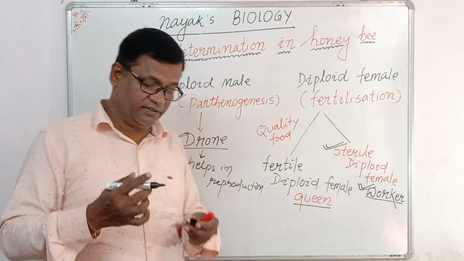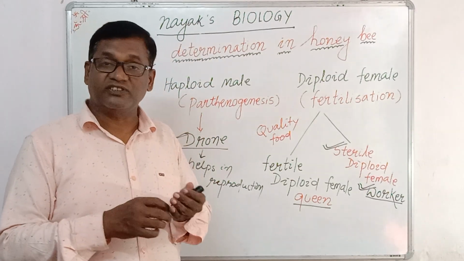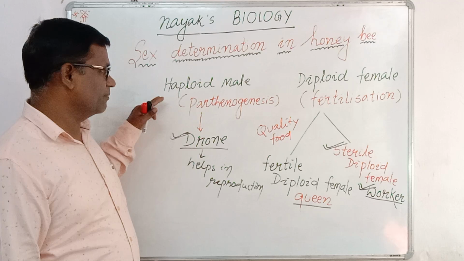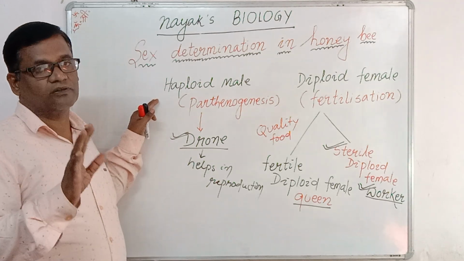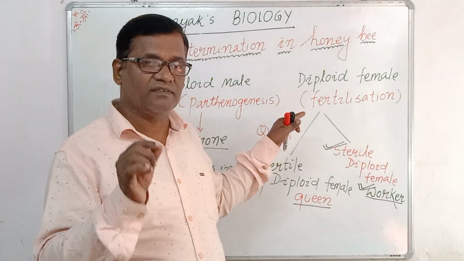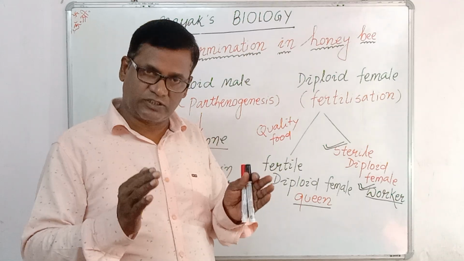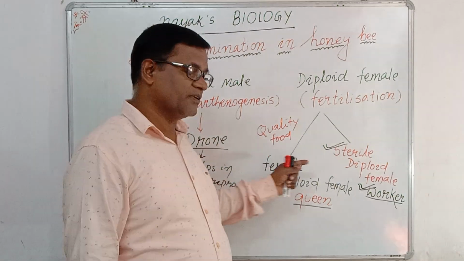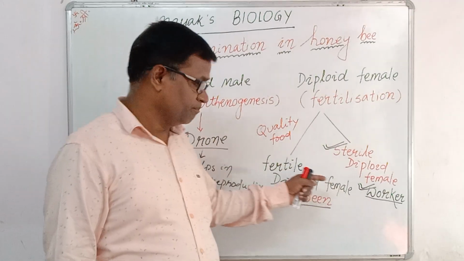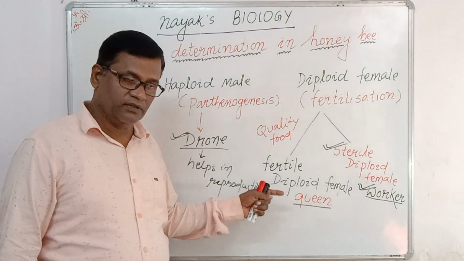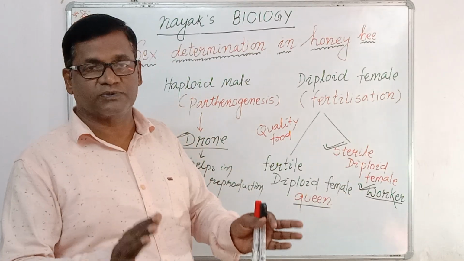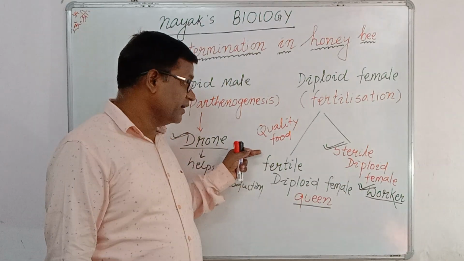That's what I want you to understand. This is the most important concept you should understand here: parthenogenesis happens in the honeybee. In parthenogenesis, haploid males are produced because they develop without fertilization. And a diploid female is developed by fertilization and fusion of the egg and sperm. But in one case, they develop into two varieties. One is the fertile diploid female, another is the sterile diploid female. The fertile diploid female is called the queen, whereas the sterile diploid females are workers, and workers take all the responsibilities of the beehive.